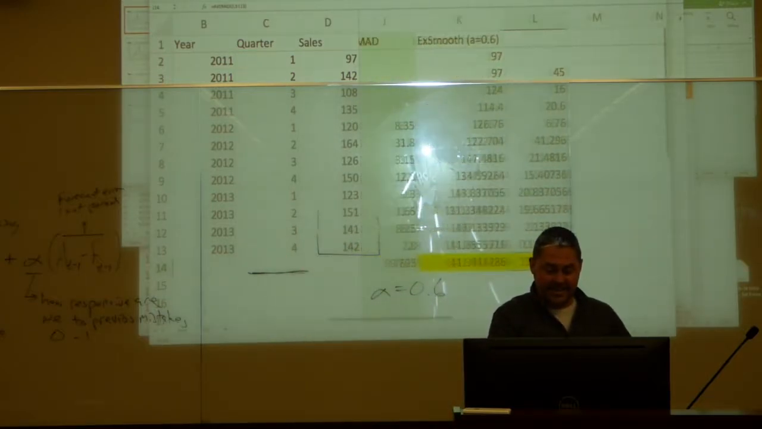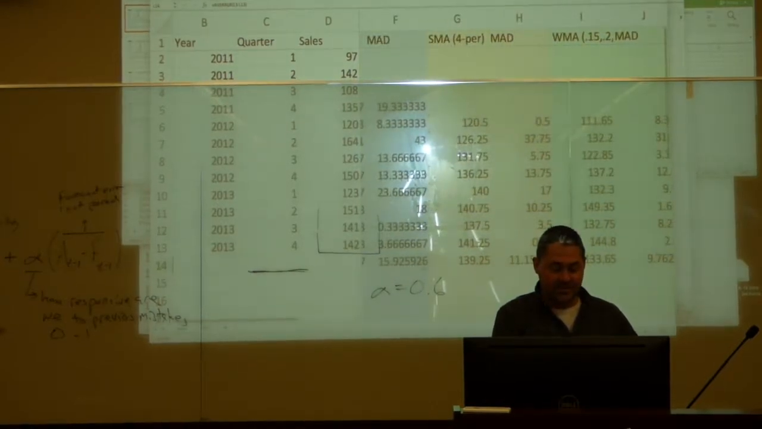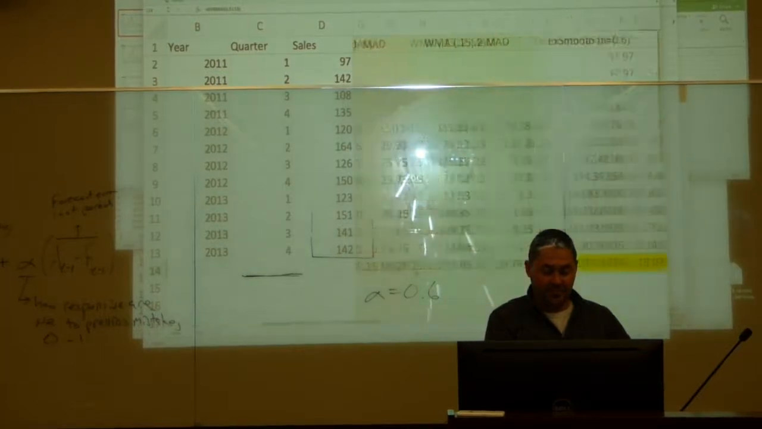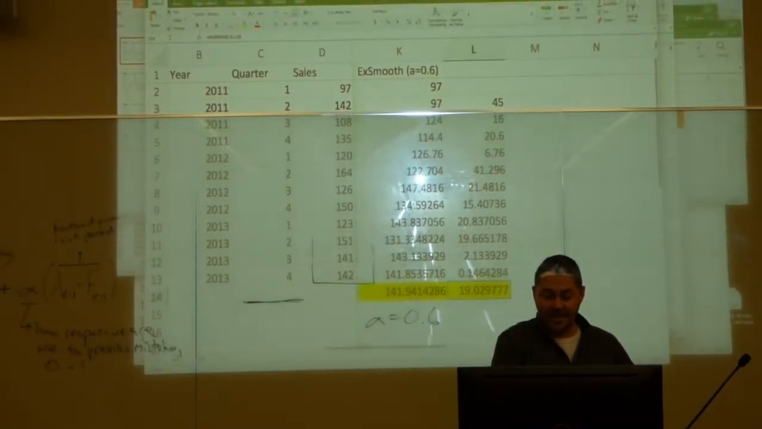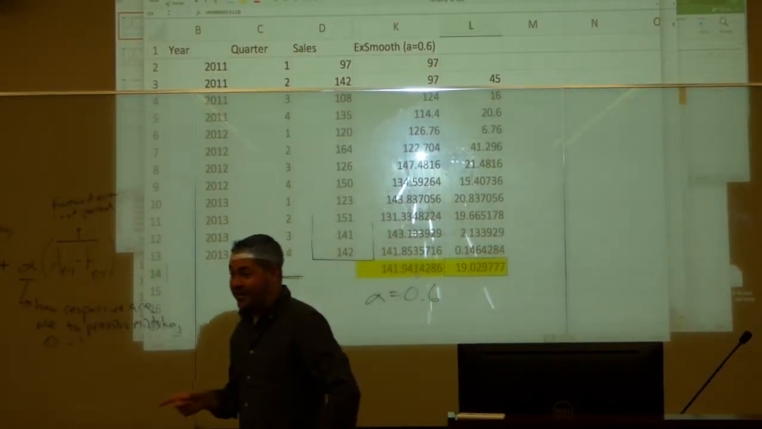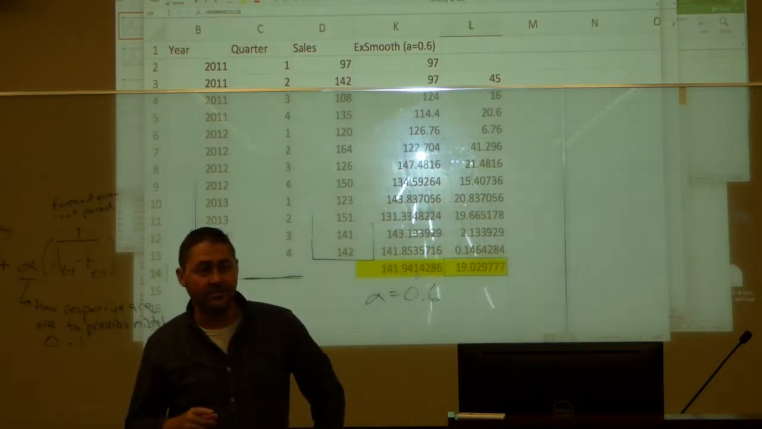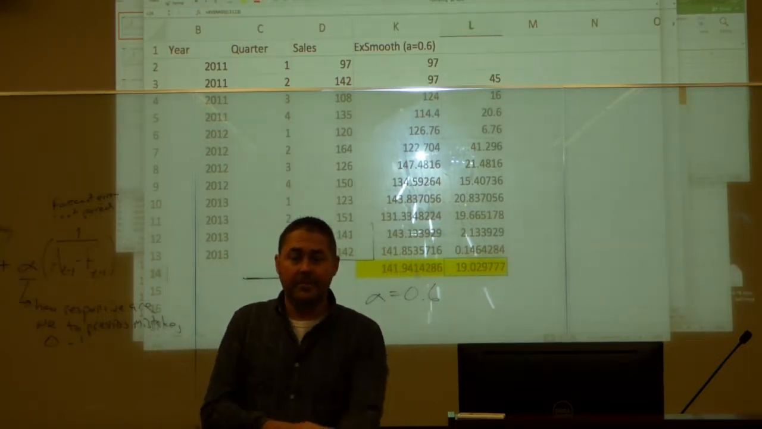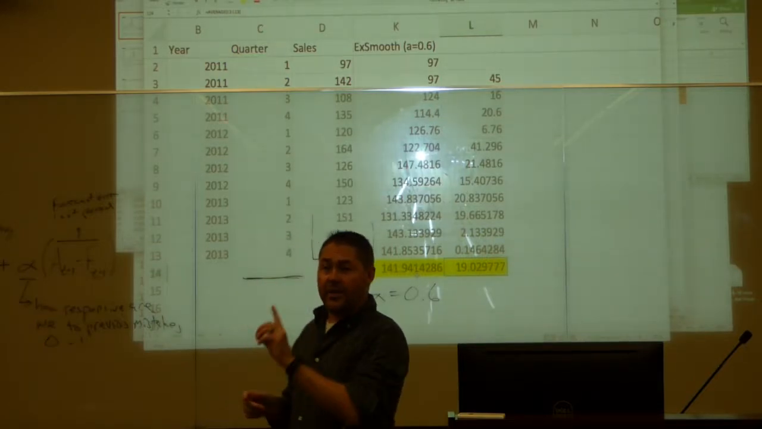So that MAD was 19. This one was 9. This one was 11.1. This one was 15.9. So by far, this is the worst one, which is fine. There are going to be some cases where exponential smoothing is the best one, and there are going to be some times when it is the absolute worst one. So potentially if we change the alpha, it could be different. Potentially, okay, that's a good point.